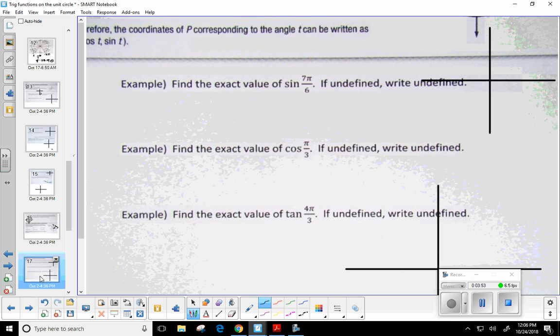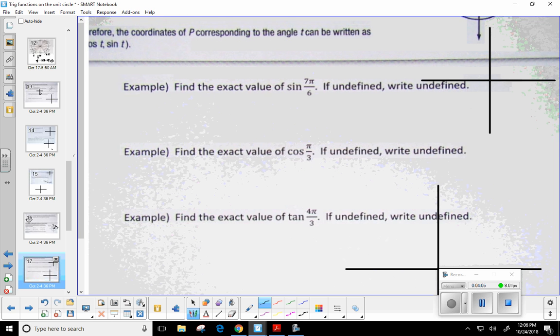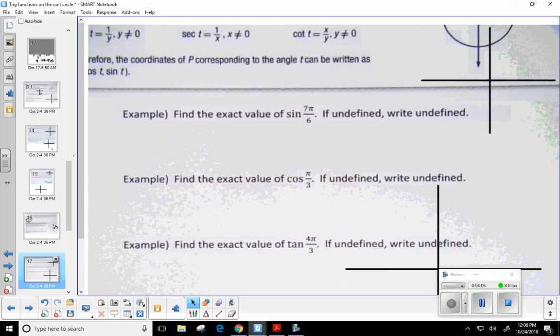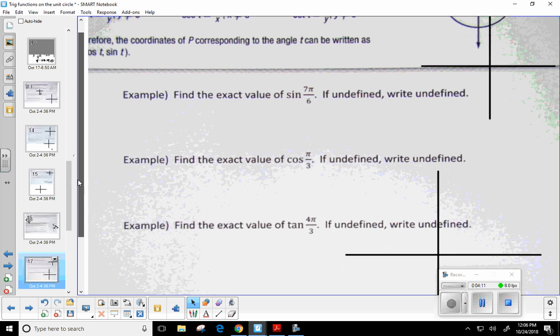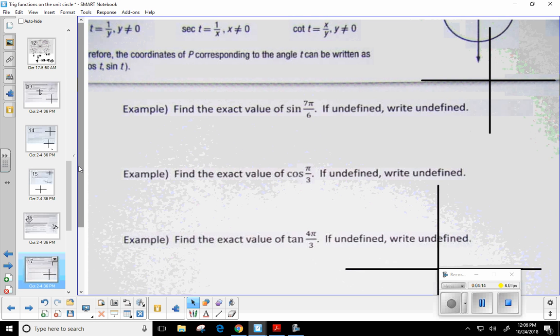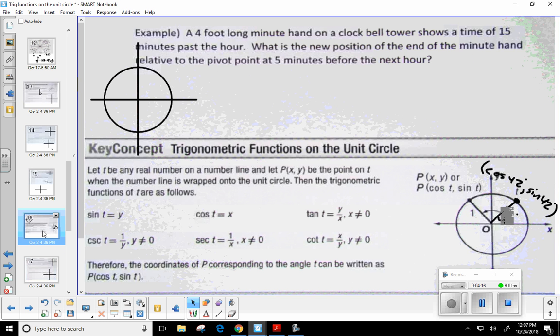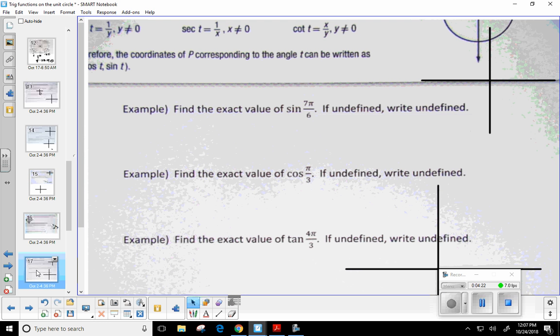Okay, so this is at the very end of your packet, but we do have a couple of extra problems, and I have some more I can give you. We're going to skip around a little bit today just for the purposes of our review. Now this right here, it's talking about a particular key concept. I'm not too worried about it. It's more so going to come up when we talk about the graphs of these functions. So I'm going to go past that right now. Let's just go ahead and look at some of these problems.